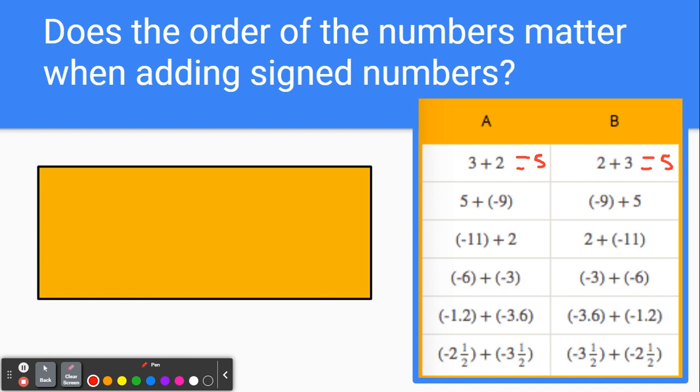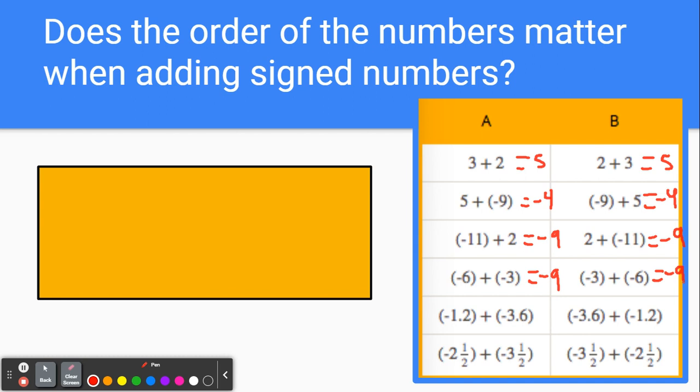All right, let's go to the next one. 5 plus negative 9, well, that's negative 4. Negative 9 plus 5, well, that's negative 4. So again, we got the same answer even though the numbers were flipped. All right, let's check another one. Negative 11 plus 2 is negative 9. 2 plus negative 11 is negative 9. Are you seeing a pattern here? We'll check one more. Negative 6 plus negative 3 is also negative 9, and negative 3 plus negative 6 is also negative 9.